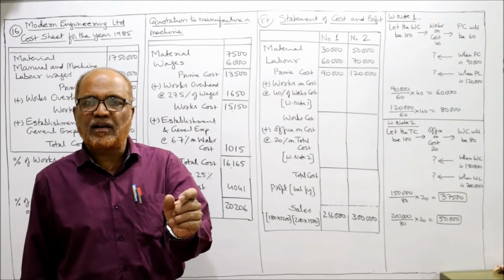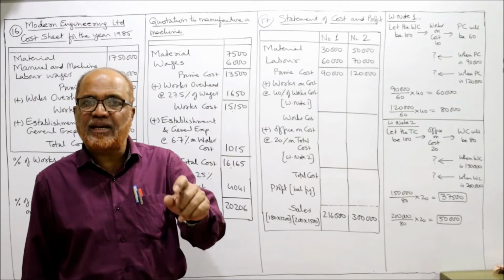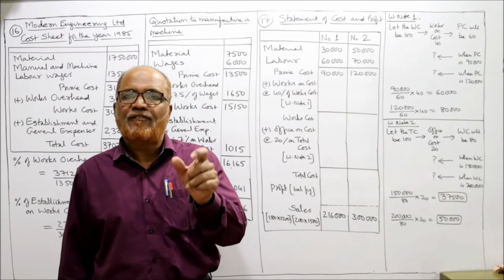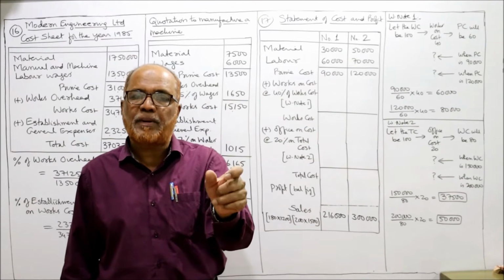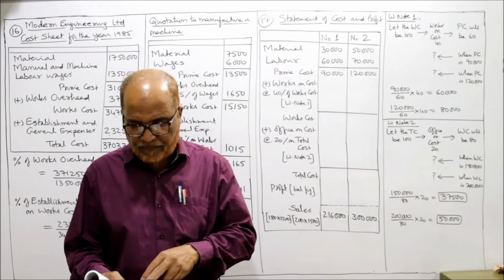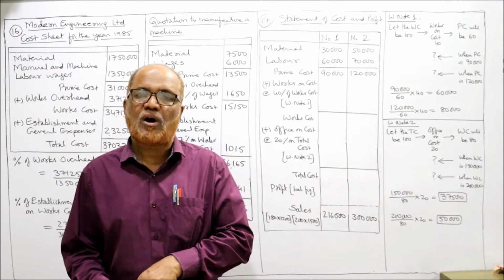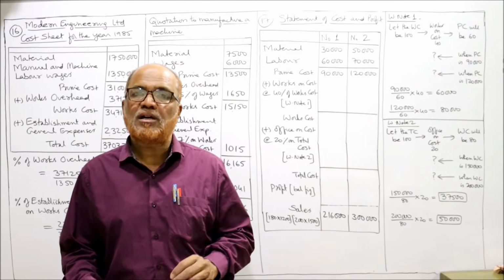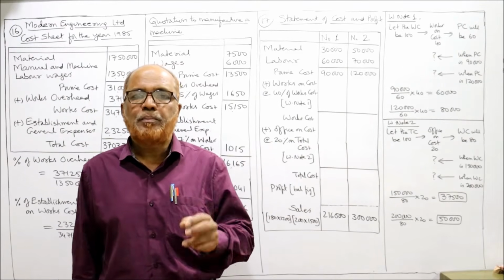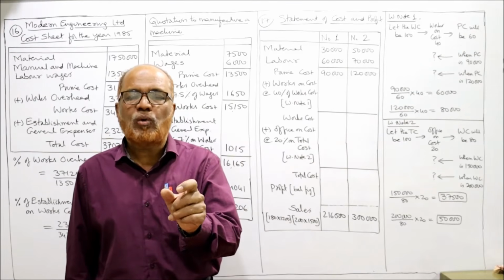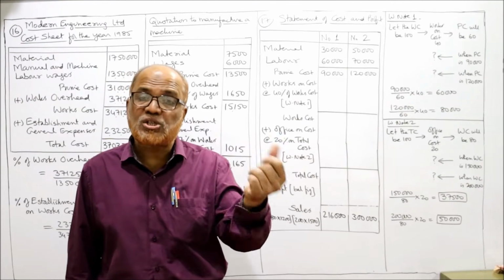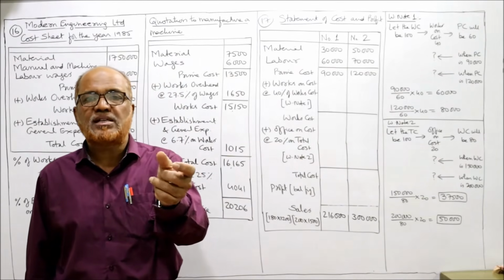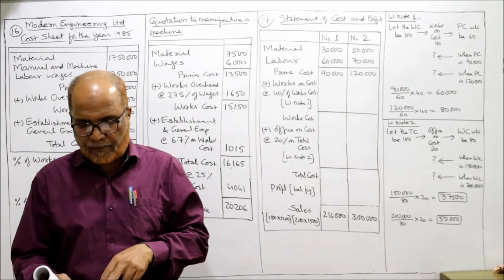In the previous problem, factory overhead was given as a percentage on wages. But this is the first problem where factory overhead is given as a percentage on works cost. And office on cost means administration overhead, is taken at 20% on total cost. In the previous problem, administration overhead was given as a percentage on works cost. But this is the first problem where administration overhead is given as a percentage on total cost.